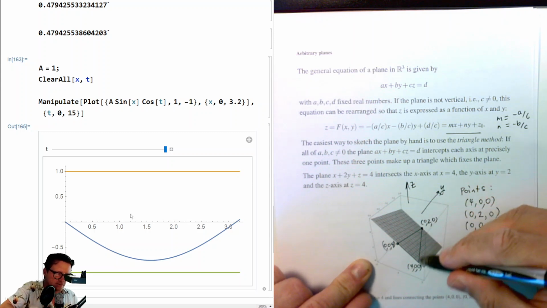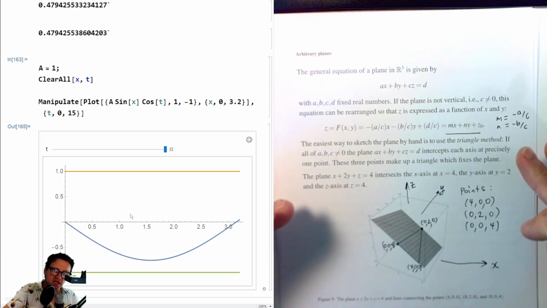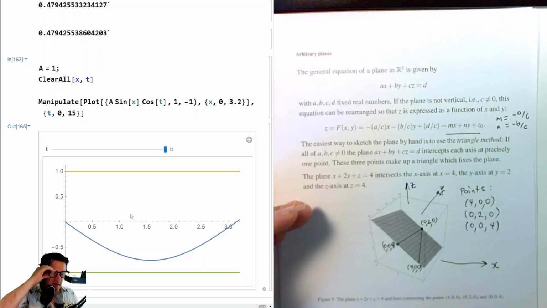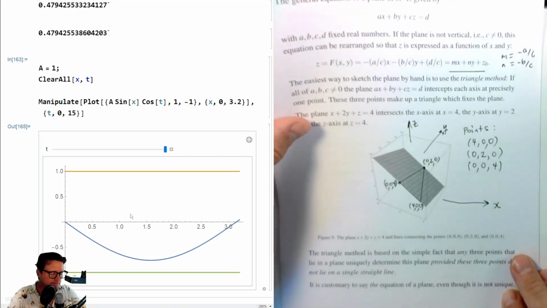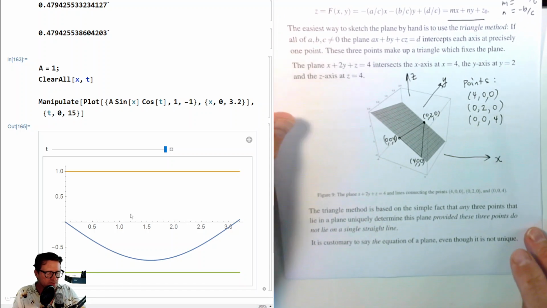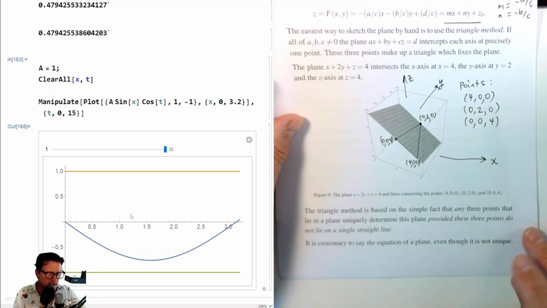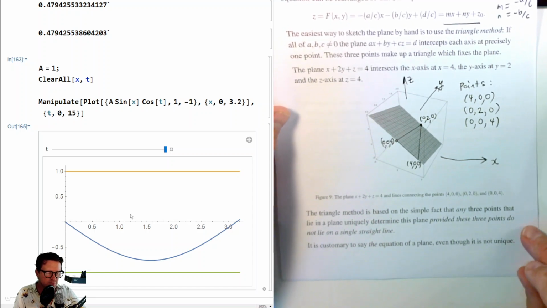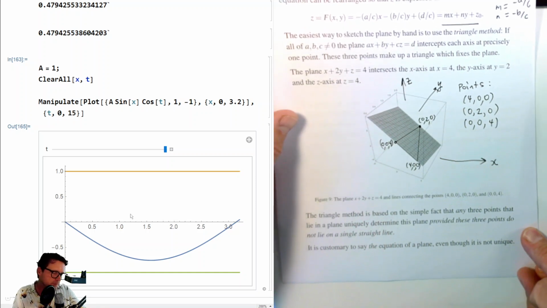Okay, then we connect those, and then we fill in the plane. All right, so that's done here. And of course you could do that in Mathematica, but I won't. Okay, so the triangle method is based on the simple fact that any 3 points that lie in a plane uniquely determine this plane, provided that these 3 points do not lie in a single straight line.